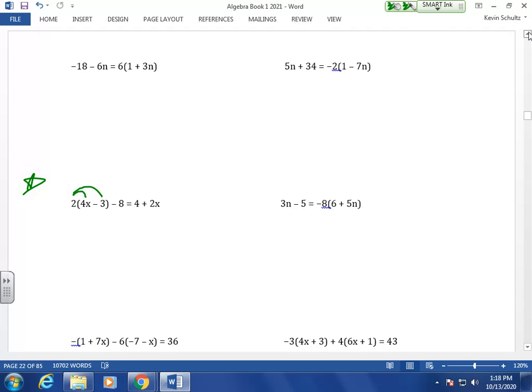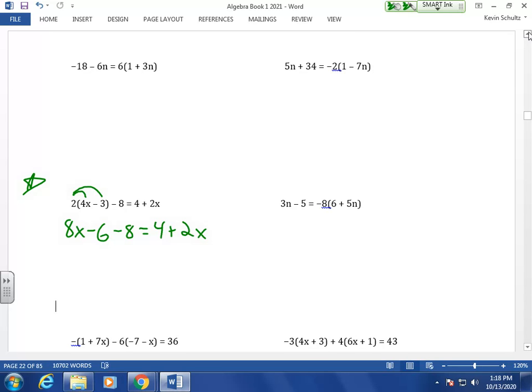We're going to start with parentheses. 2 times 4x is 8x. 2 times -3 is -6. Of course, I don't distribute to the -8 because that's outside of the parentheses, right? So that's just -8 equals 4 plus 2x. So my first step was just to get rid of the parentheses by distributing the 2 to everything inside of the parentheses. Nothing else changes.